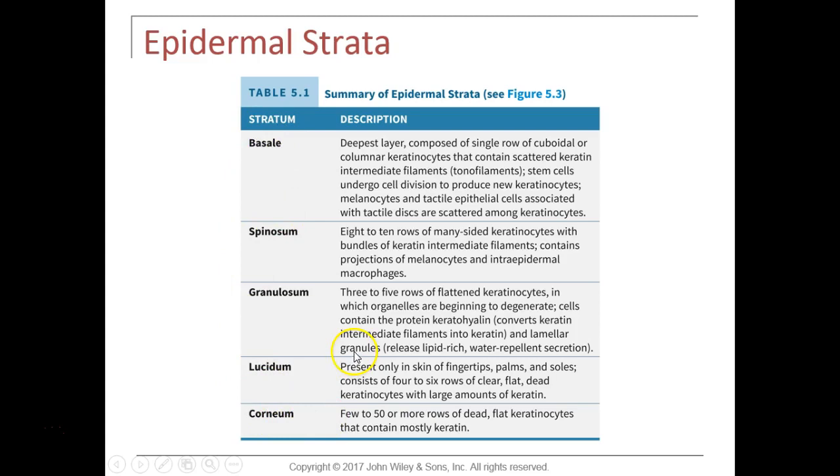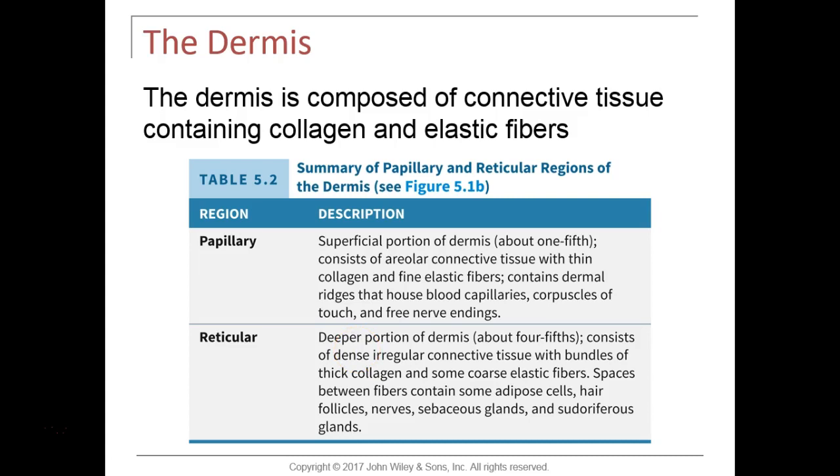Now, as far as the dermis is concerned, as I showed you on the earlier picture, some of the text information that I want you to review comes from table 5.2, obviously referring to that skin picture, figure 5.1b. So just read over the description for the papillary and the reticular region of the dermis.